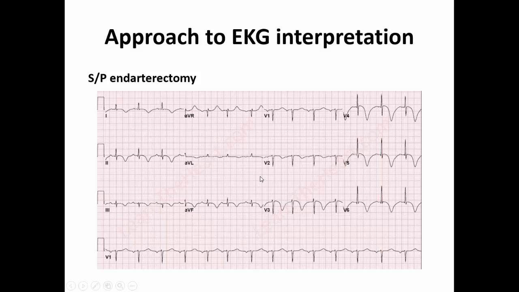Here's an EKG of a patient, post-endarterectomy. Similar kind of event. You see these deeply inverted T waves starting in lead V2 all the way through V6, and then also kind of diffusely in the limb leads as well. So consider intracranial processes when you see these deeply inverted T waves.